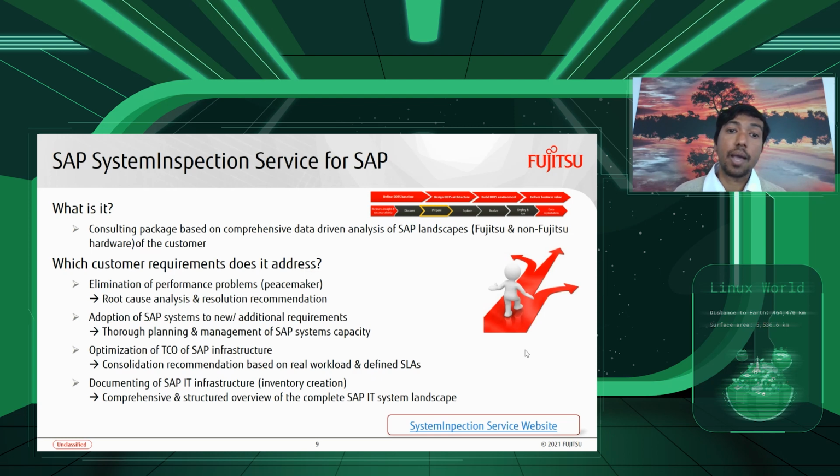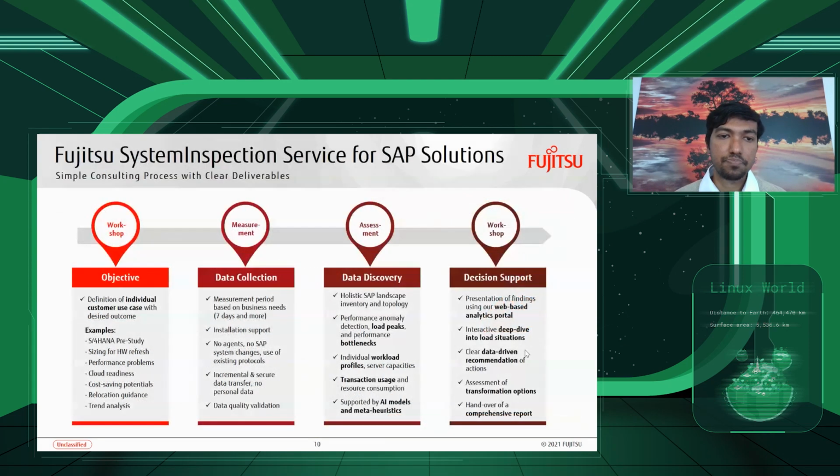And the customer requirements that have to be addressed can be quite varied. It can be that he has some existing performance problem that he doesn't want to see in a new environment going forth, or he wants to find a way to adapt the existing SAP environment to cater to new requirements. How to optimize on TCO, or simply he might say, you know what, I just want to do an inventory of it all. Please give me a list of all that I have. Regardless of what he wants to do, the system inspection service can help here.